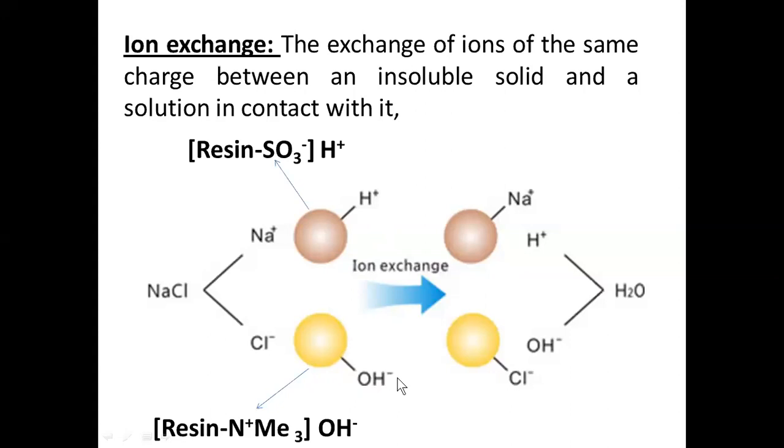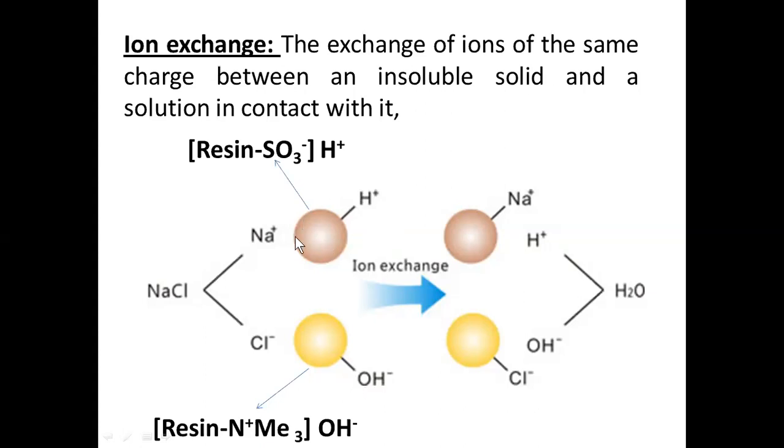So this resin is in the hydroxide form, and this resin is in the hydrogen ion form. This is called the hydrogen form of resin, and this is called the hydroxide form of resin. Also, this is called a cation exchange resin, and this is called an anion exchange resin, because here the hydrogen ion is a cation and here the hydroxide ion is an anion. The cation has the ability to be replaced by other cations, and this anion has the ability to be replaced by other anions.